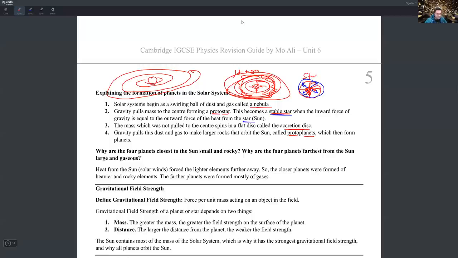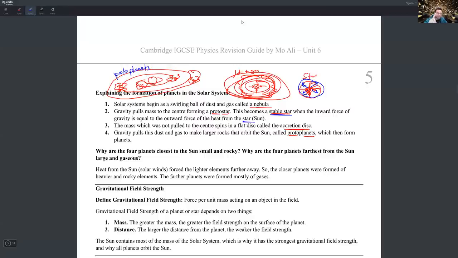While it's spinning, the gravity in different parts of the spinning disk starts to collect all that mass together. So it starts to slowly gather and suck up different parts of the dust and rocks and everything else. And this forms what we call proto-planets. So it's still forming planets.